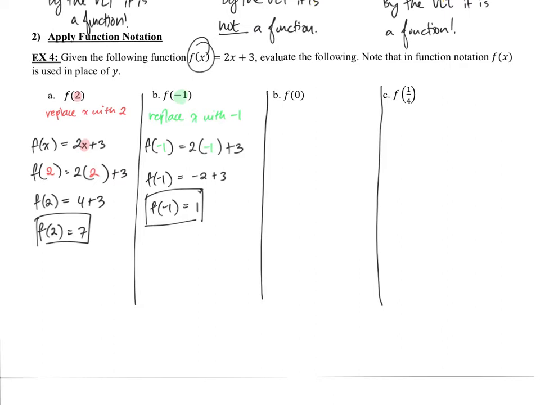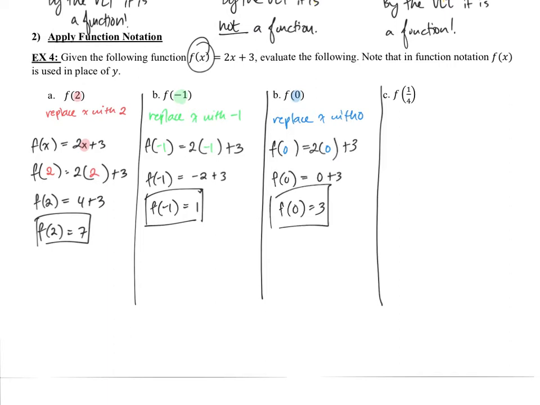Okay, so the next one is saying we're going to replace x with 0. All right, so we have f of 0 this time equals 2 times 0 plus 3. So f of 0 is going to be 0 plus 3, which means f of 0 is 3. And the last one, ooh, a fraction.